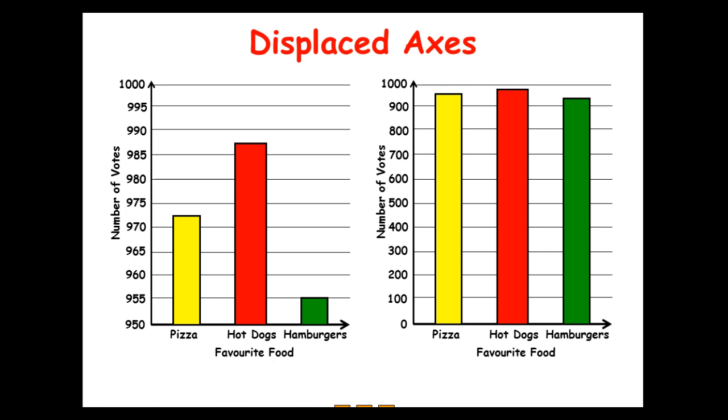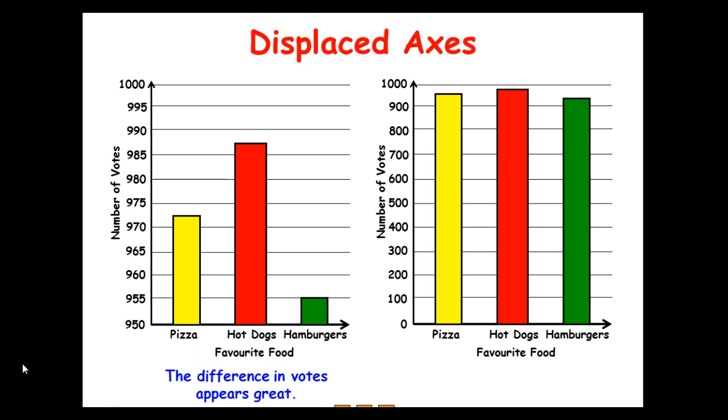seems to say. But you look at the second graph where the axes start at 0, and you can see that all of the favourite foods are between 900 and 1,000. That's really close, actually. Yes, the hamburgers are the least favourite, but not by much at all. Definitely not as much as the first graph makes it look like it is.